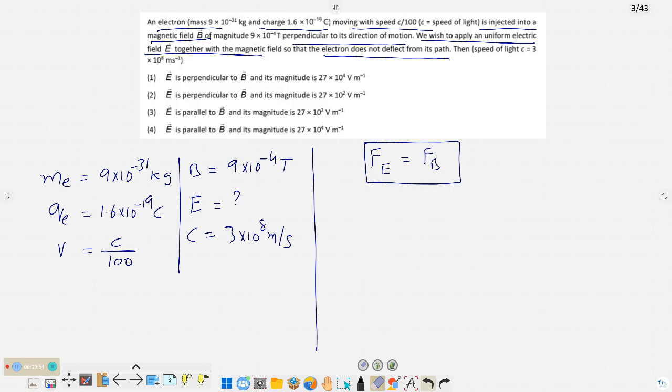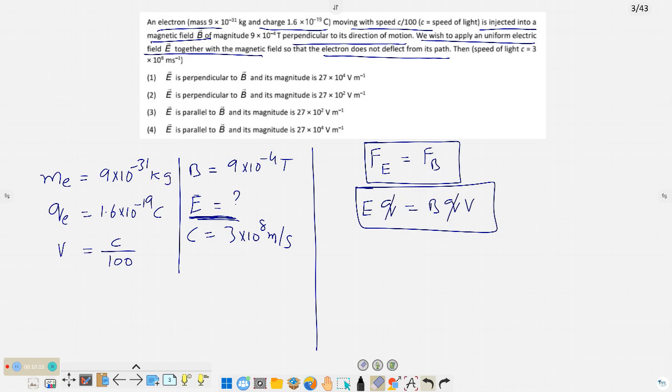So force due to electric field equals force due to magnetic field. What is the force due to electric field? That is EQ, which equals BQV. This is the formula. In this case, they are asking to find the electric field. The remaining values are given in the question. You can check that, and according to that, you can put Q.